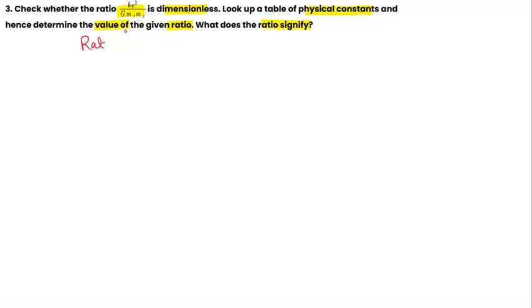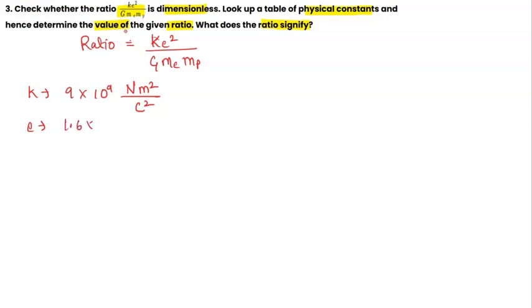So the ratio is given as k e square upon G m_e m_p. Now here k is the dielectric constant, and the value of k is 9 into 10 to the power 9, and the unit is Newton meter square per coulomb square. Next, e is the charge of the electron, and the value is 1.6 into 10 to the power minus 19 coulomb.